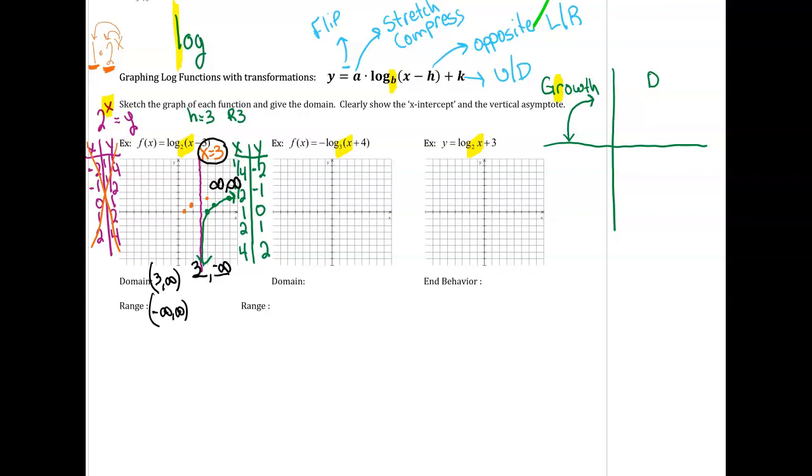All right, let's take a look at the next one. So first, let's talk about the transformations here.